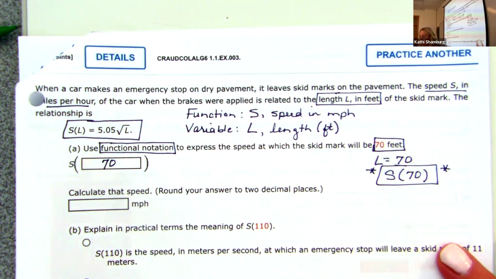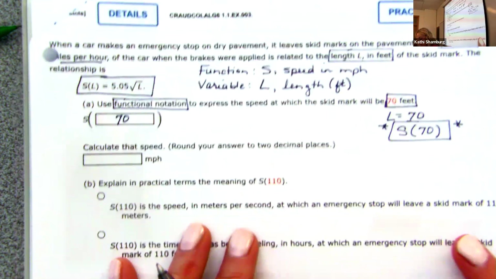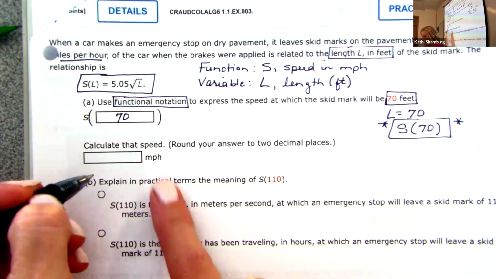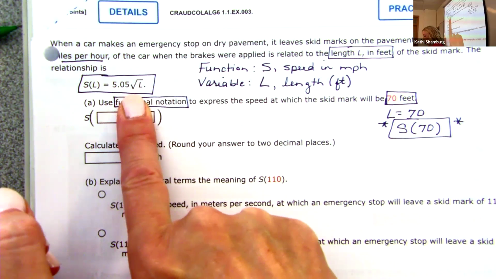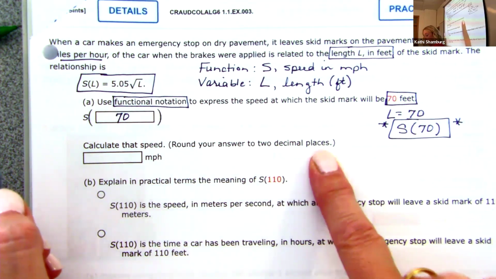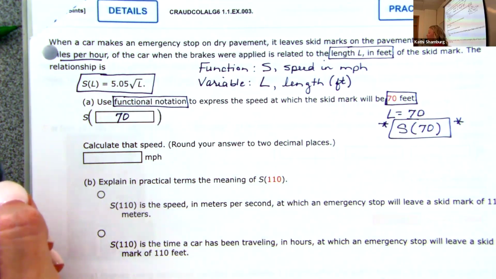Okay. All right, then the other thing I want to point out, this one is just calculate. I'm not going to go over that. You would just put 70 in that formula and calculate. Pay attention to how many decimal places, because if you calculated it correctly, but you didn't round correctly, it'll count it wrong.